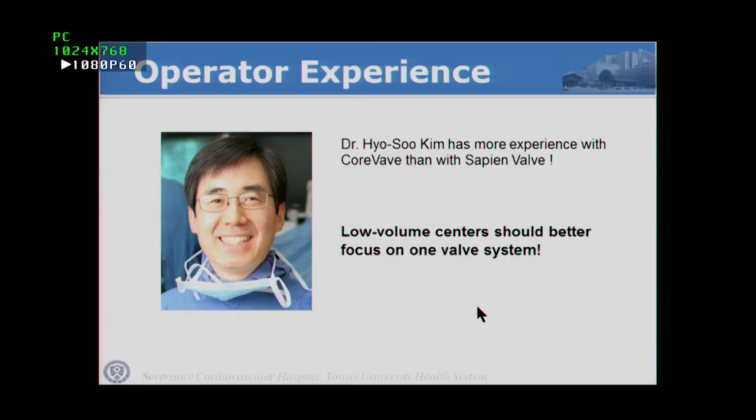And this procedure will be done by Dr. Hyus Kim, and he has more experience with CoreValve than the Sapien valve. And I think low volume centers should better focus on one valve system.